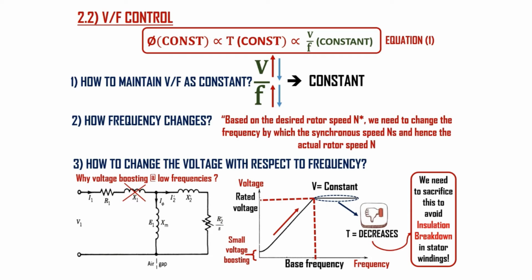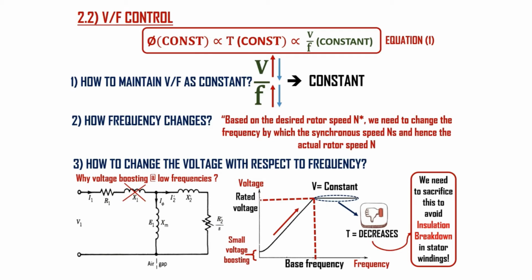Next, we are going to learn how the frequency of induction motor changes. It completely depends on the desired rotor speed, that is N star, at which speed we want to rotate the induction motor. Based on that, the line frequency to the induction motor has to be changed, by which the synchronous speed Ns changes and hence the actual rotor speed N.